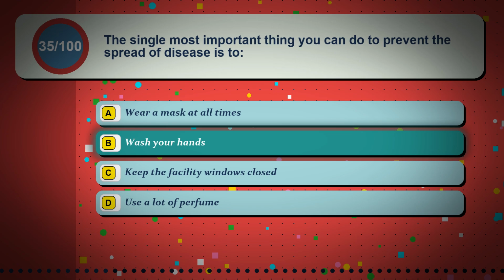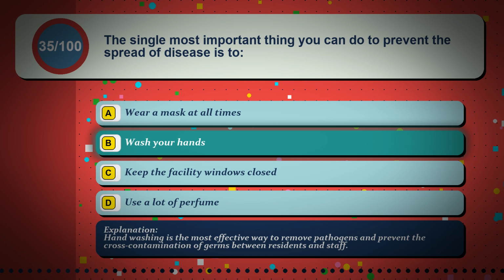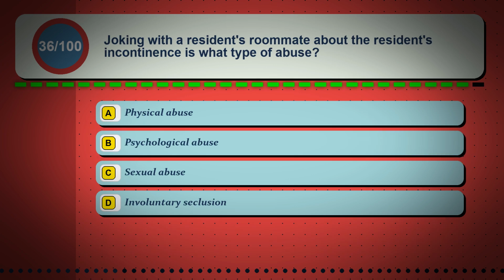The correct answer is option B. Wash your hands. Hand washing is the most effective way to remove pathogens and prevent the cross-contamination of germs between residents and staff.